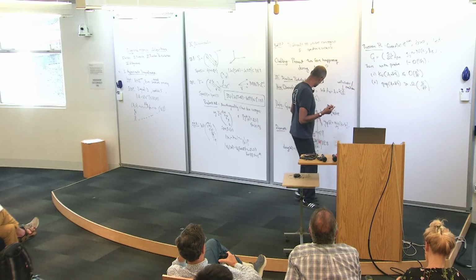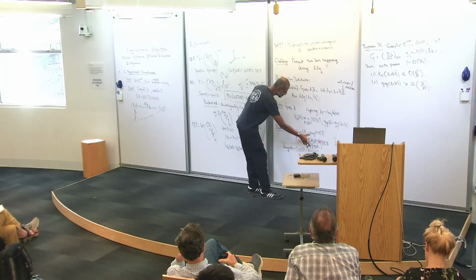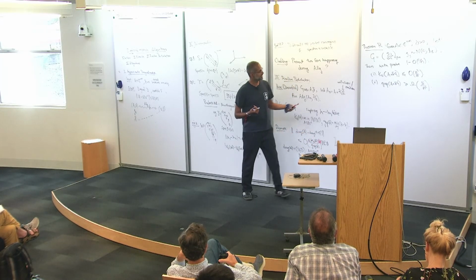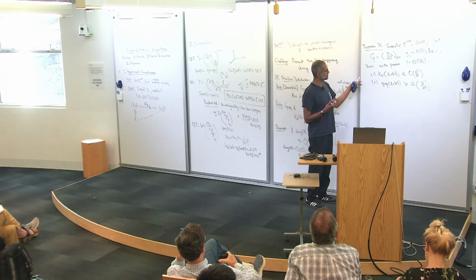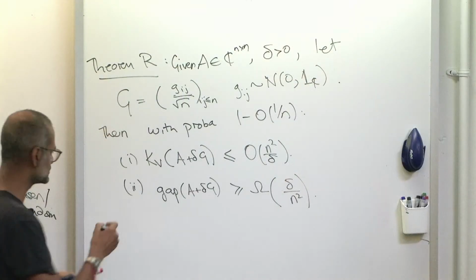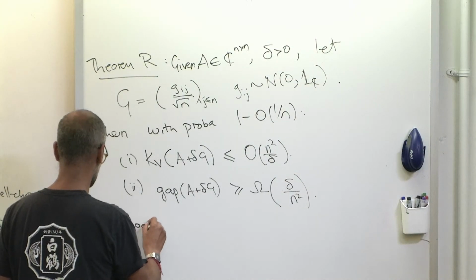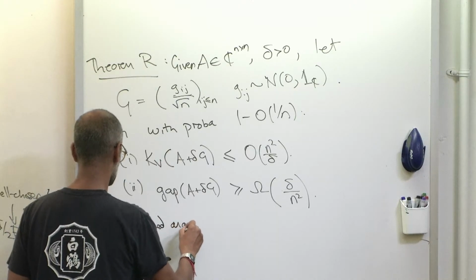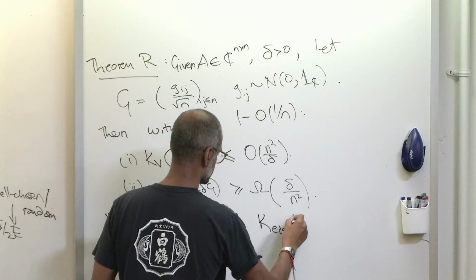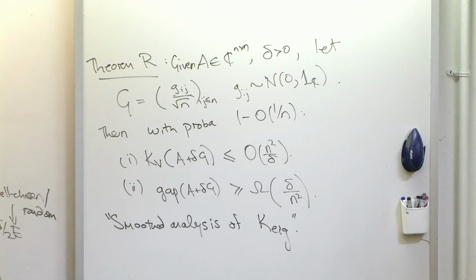In light of what's written here, the ratio of these quantities is the condition number of the diagonalization problem. What this theorem is telling you is that if you add a random perturbation, that condition number becomes polynomial. So this is really a smoothed analysis, in the language of Spielman and Teng, of the condition number of the eigenvalue problem. Previously this was done for linear systems, and this theorem may be viewed as a version of that for eigenvalue problems.